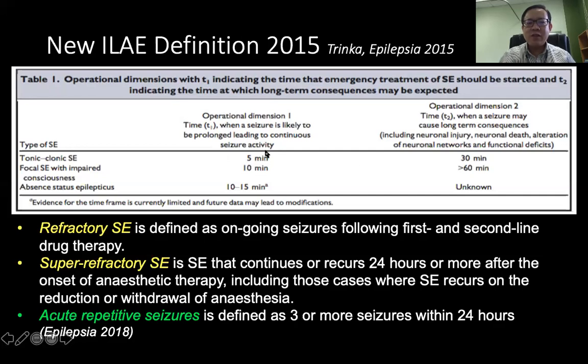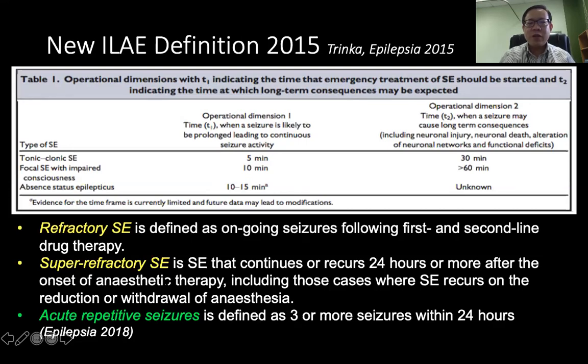But if it's focal seizure with impaired awareness, which is less severe, then we can take 10 minutes. Otherwise, in absence status, we can use 10 to 15 minutes because sometimes they will recover themselves. However, if we fail the first and second line of treatment, we call this refractory status epilepticus. If after a day, we call them super refractory status epilepticus.